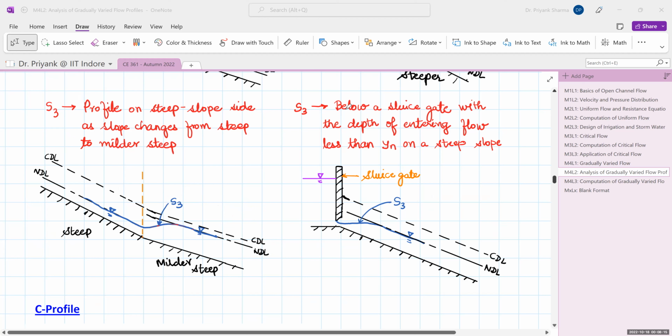Last is below a sluice gate, with the depth of entering flow less than the normal depth. If the depth of entering flow is greater than normal depth, then this profile won't be formed. So the depth is very small here and it is less than the NDL. So it will go and join the NDL and an S3 profile will be formed. So this is all about the S profile.